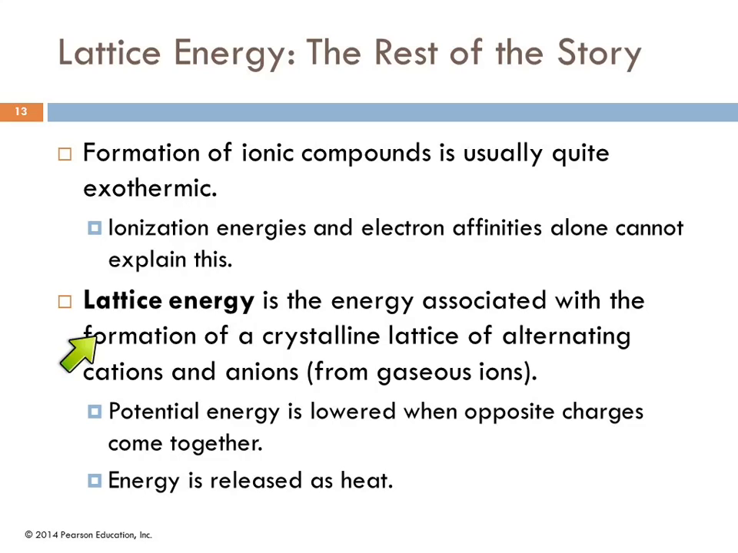So there's something called lattice energy. This is the energy that's associated with the formation of a crystalline lattice of alternating cations and anions. And when they quantify this, they measure it from gaseous ions. So it's the potential energy that's being lowered when opposite charges come together. The potential energy is lowered, that energy has to go somewhere, and it's released as heat energy.